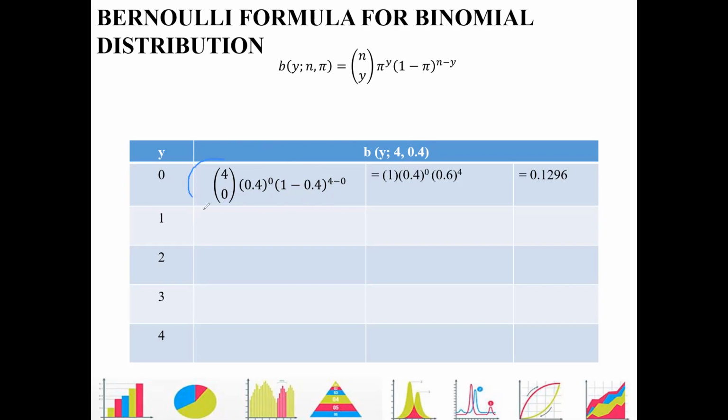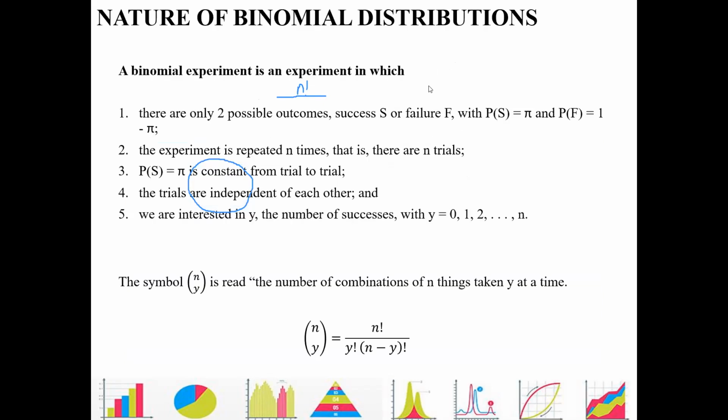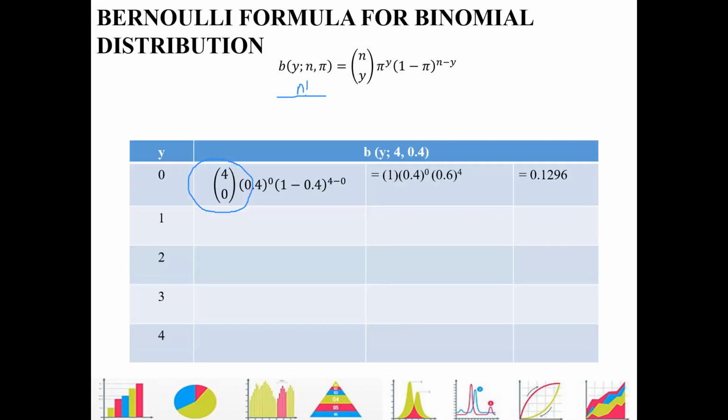Okay, so we have to solve first this one. Ano yung 4 over 0? Ano yung probability of 0? n factorial over y factorial, n minus y factorial.